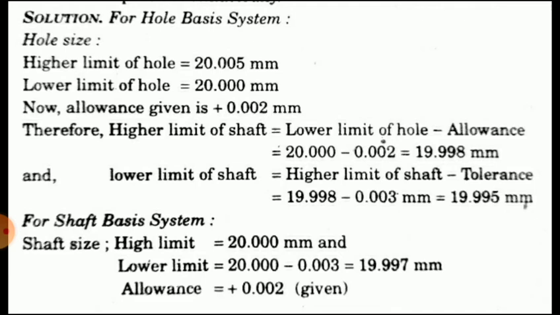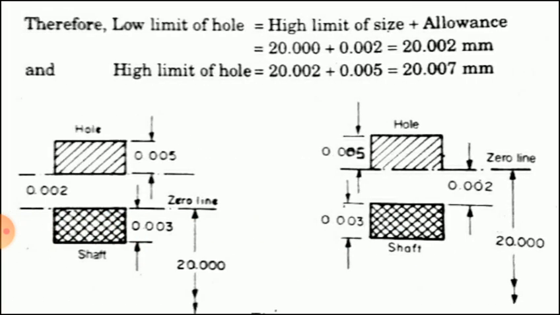So the allowance will be 0.002, that is given. So the low limit of the hole, that is high limit of the shaft plus allowance, will be equal to 20.002 mm, and the high limit of the hole is 20.002 plus 0.005, that is 20.007 mm.